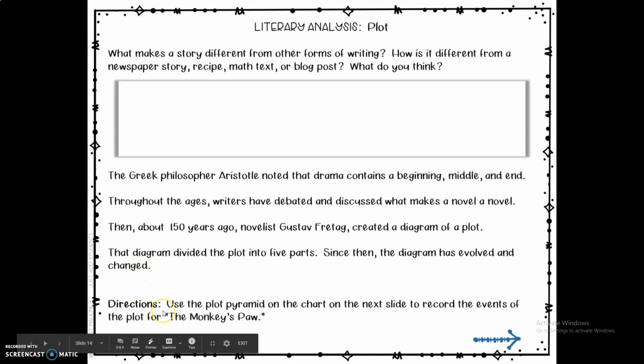The directions for the next slide is that you're going to use the plot pyramid on the next slide to record the events of the plot for The Monkey's Paw. You will need to go back into your story to do this, or into your notes.